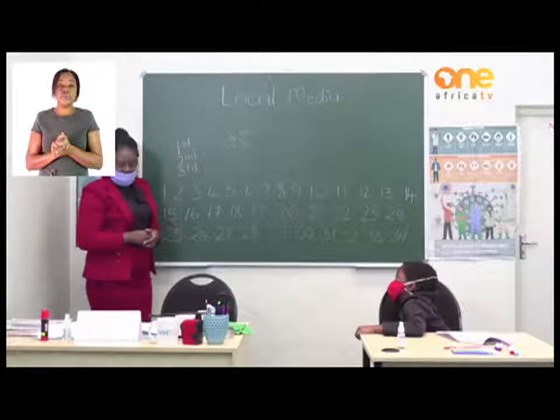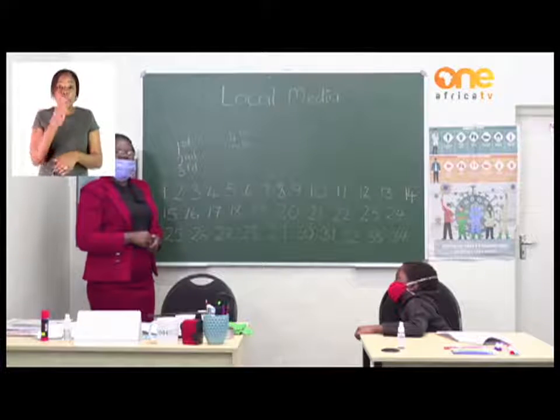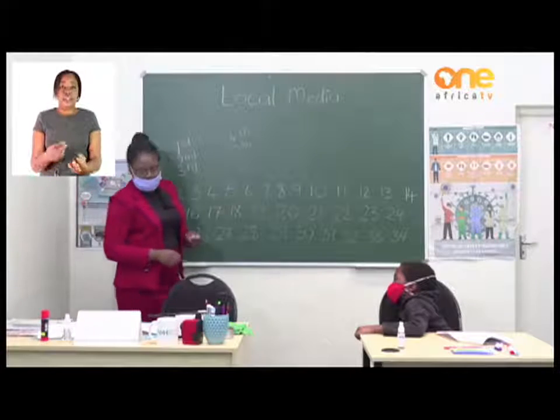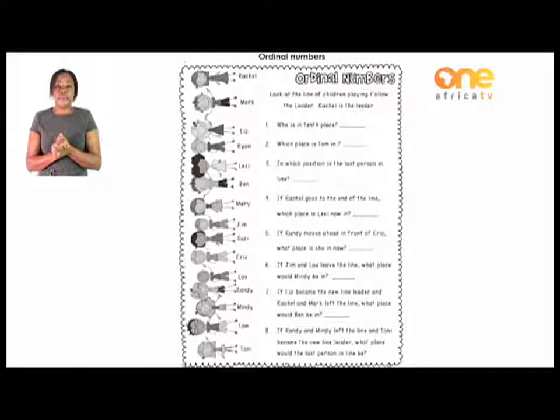So now we're going to look at the kids who are lining up there and check the positions which they are holding as they are standing in that queue. Let's go back to our page 4 and fill in the ordinal numbers in the positions which they are holding. It says, look at the line of children playing follow the leader. Rachel is the leader. Do you see Rachel? Rachel is the first child.